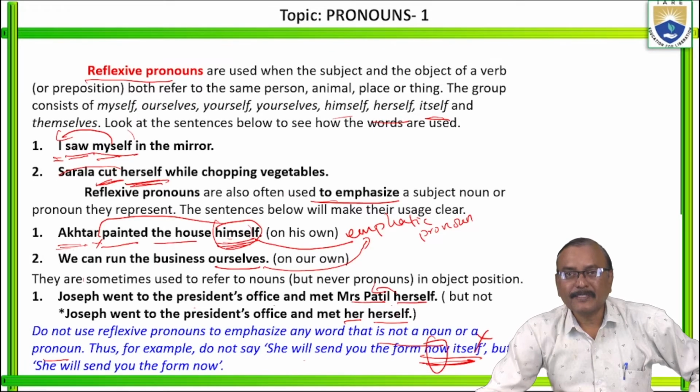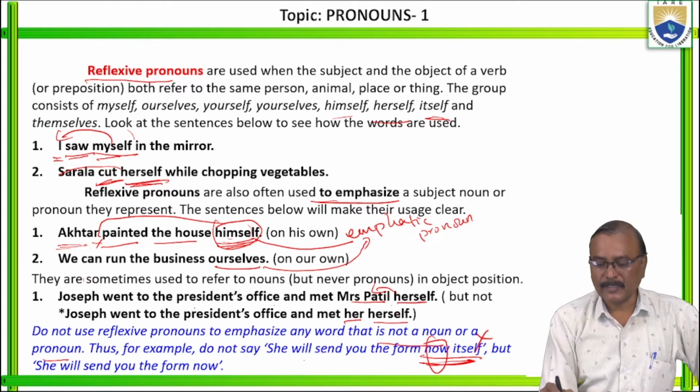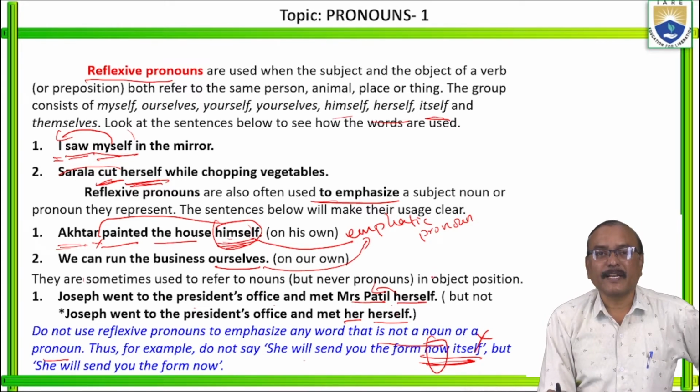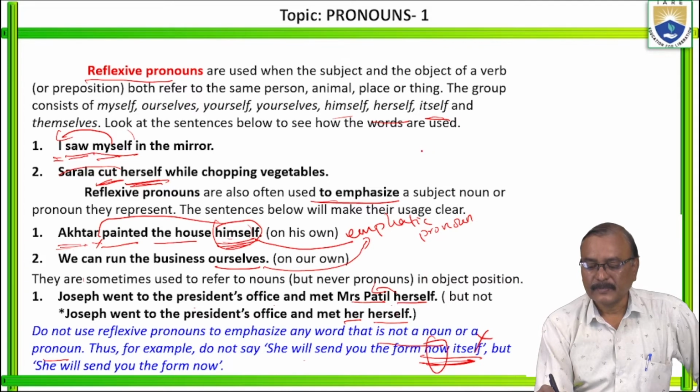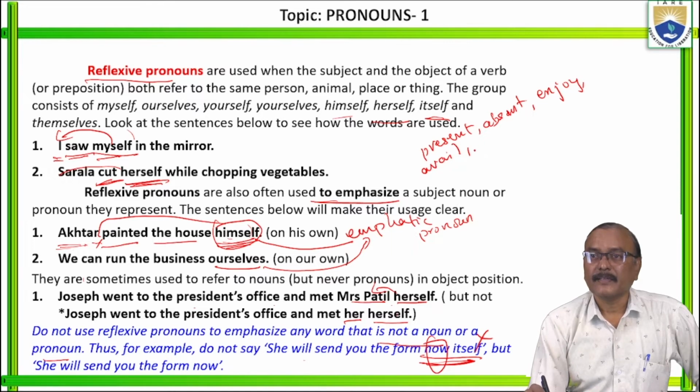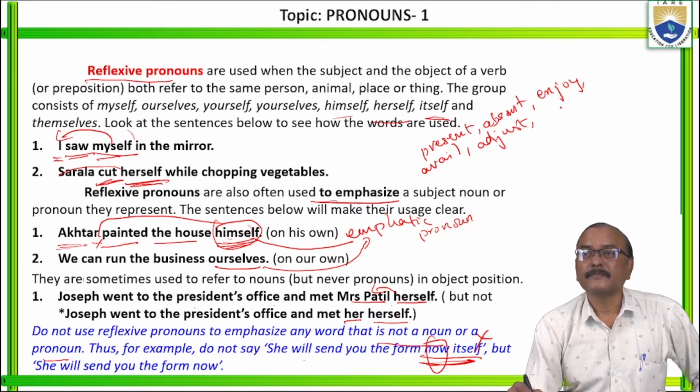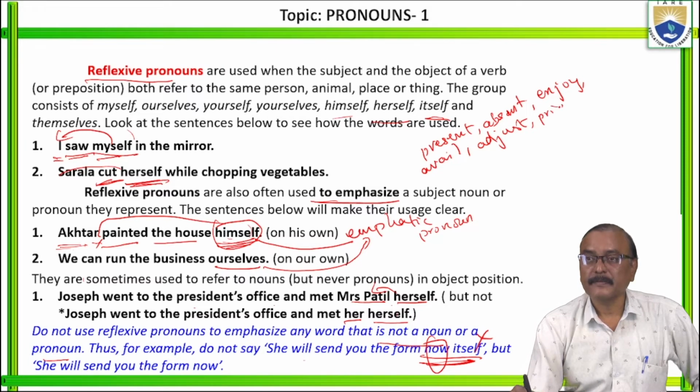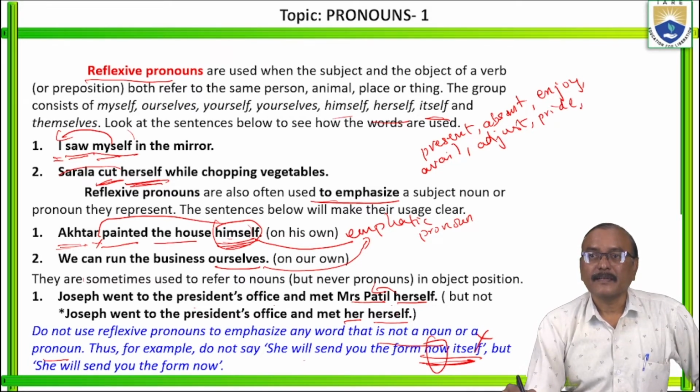Even in the reflexive pronoun, I want to tell you some more. Remember, there are some verbs like present, absent, enjoy, avail, adjust, pride. Is it clear?